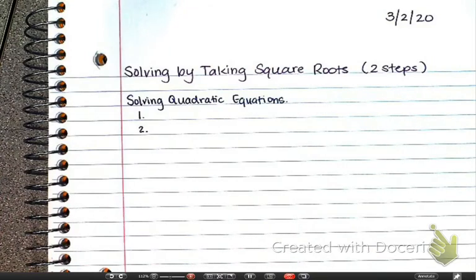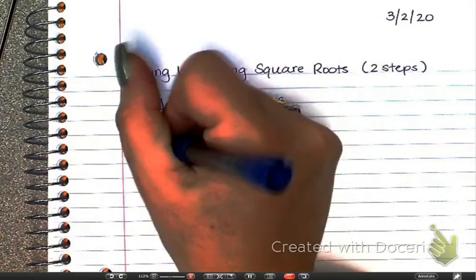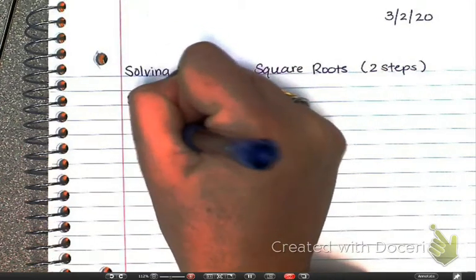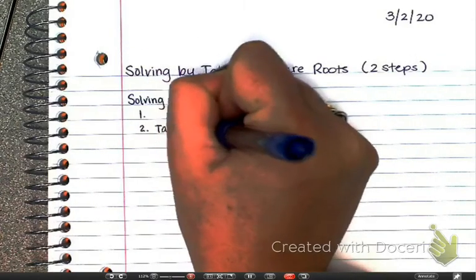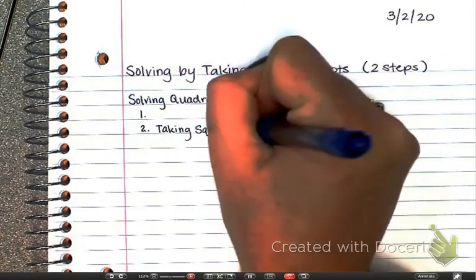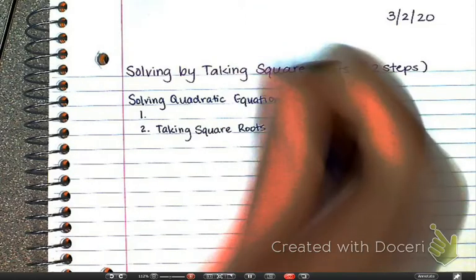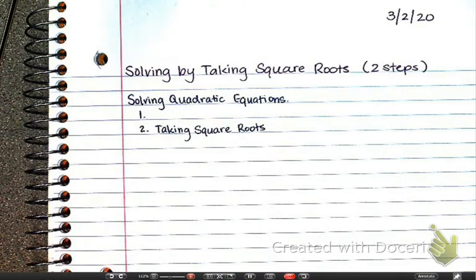Okay, well, I'm going to tell you right now, you only know two. I'll give you a hint. What's one way we can solve a quadratic equation? Taking square roots. Great. So that's one way we can solve a quadratic equation. I put it in number 2 because that's the second way we learned.